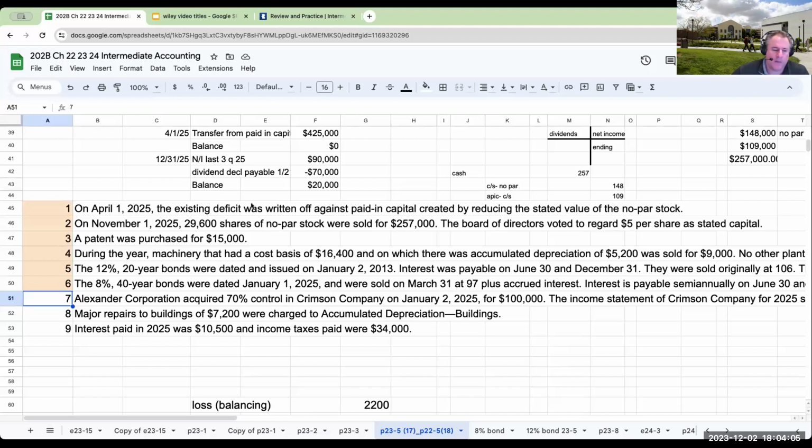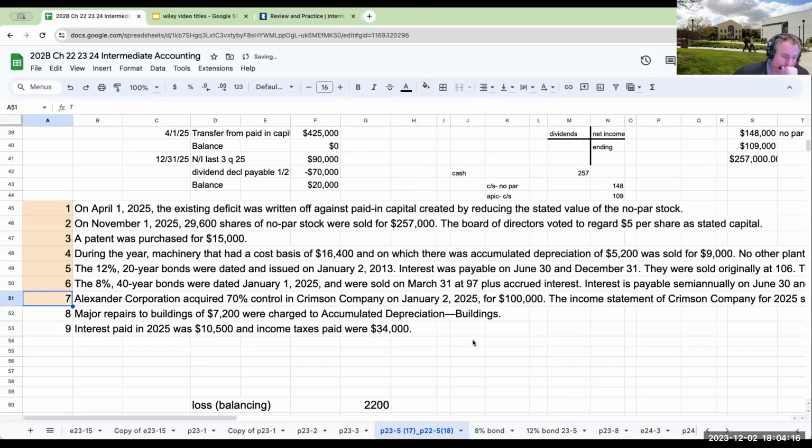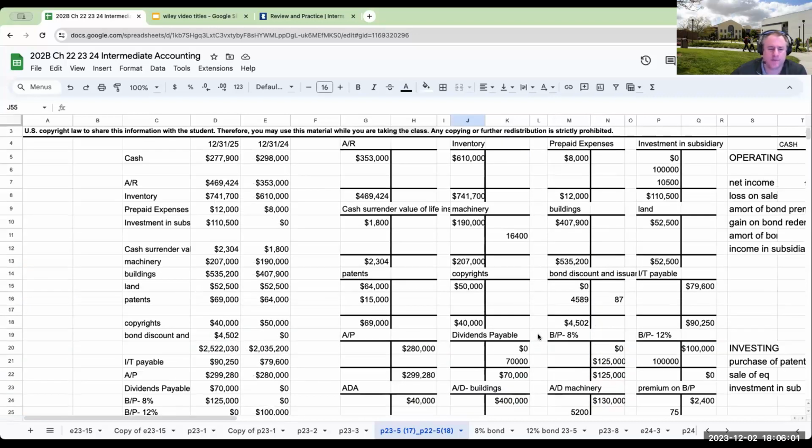Let's go to the next one over here. Major repairs to buildings were charged to accumulated depreciation on buildings. Wow. Does that mean I debited cash and then credited? Hold on. I've never seen something worded this way, so I'm just going to go through and look at what was basically in the books.